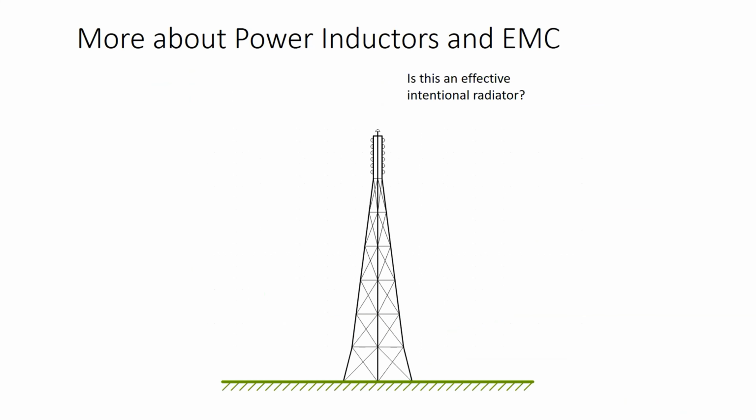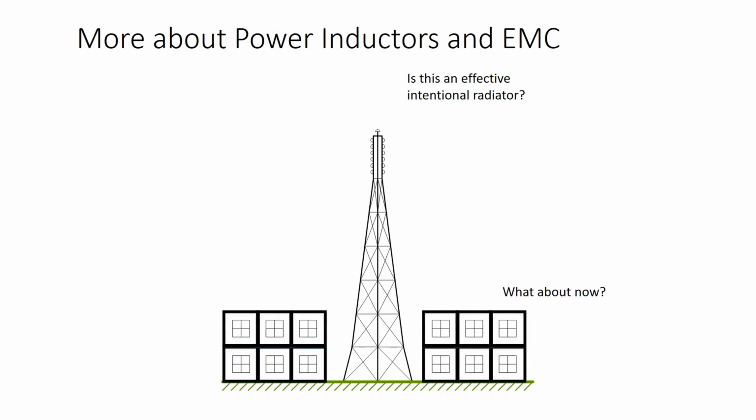So when we think about the inductor and the impact it can have, right? If we're going to make a good radiator, we want to send energy off into space. We either have a cell tower or TV tower. Is this a good radiator, right? It's above the ground. We're sending the signal out. This should be good.